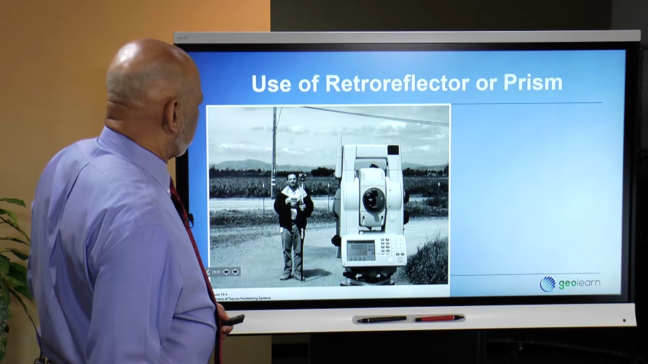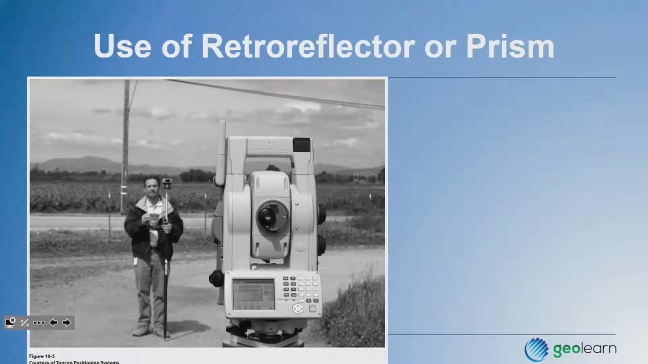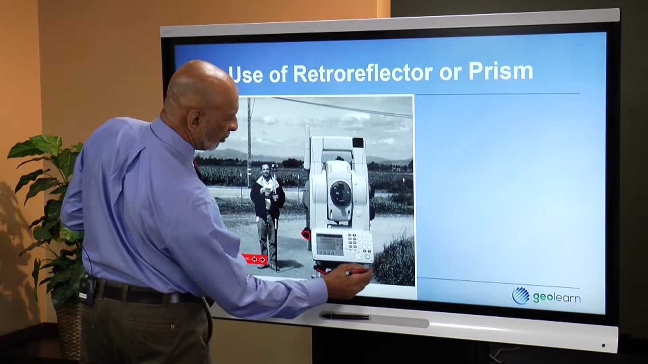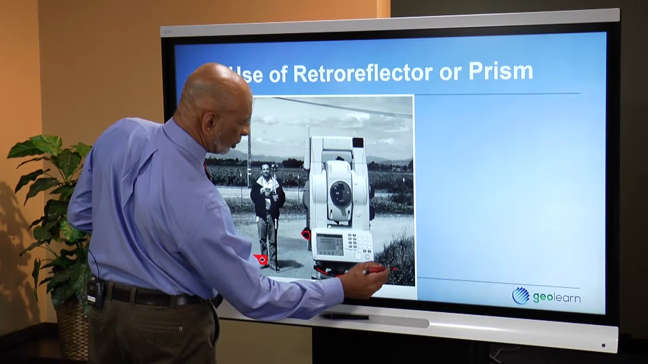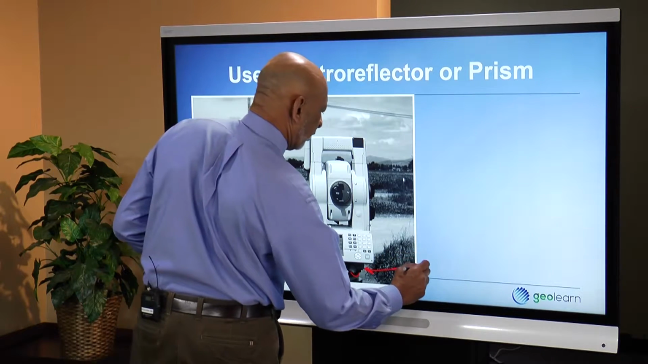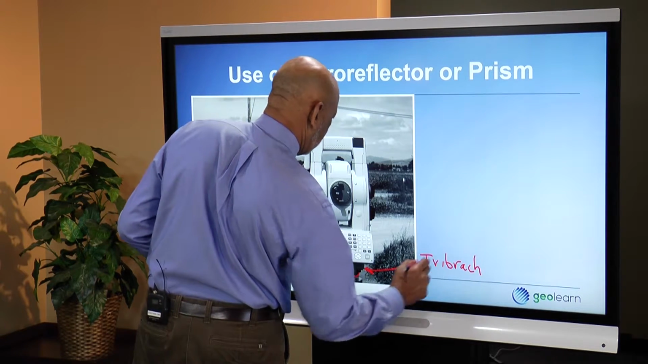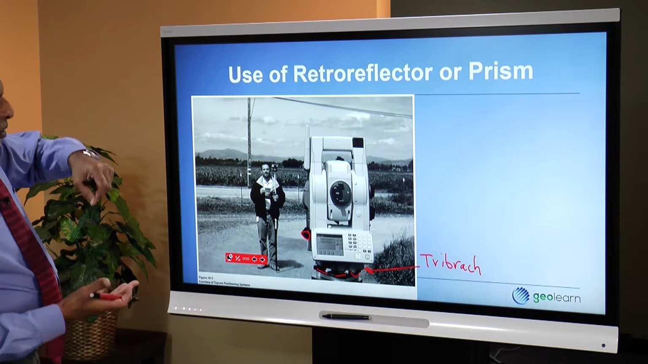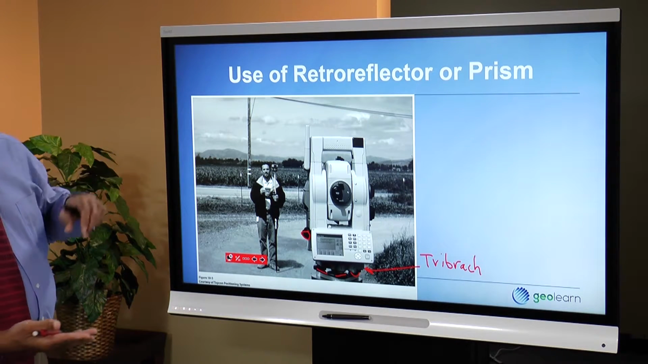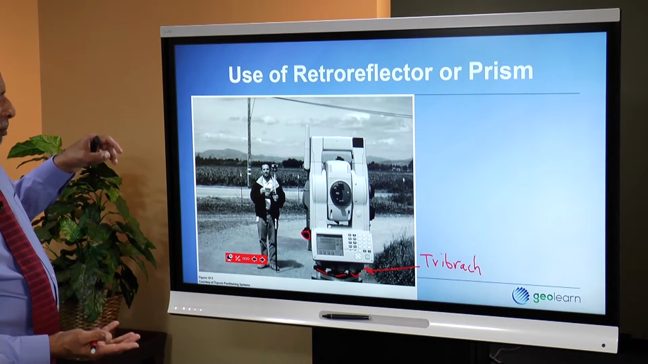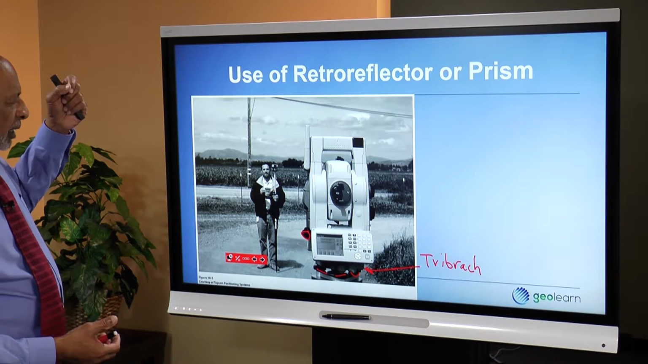So there's a total station. This is a different brand, so it looks a little bit differently. There's the optical plummet on this particular instrument. The leveling base is down here, the leveling screws. Forgot to mention on the previous picture, but it's also visible here, is the concept of a tribrach. And a tribrach is basically a leveling base on which the instrument is placed, but which can be detached. So you can leave the tribrach attached to the tripod, and you can remove the instrument from that leveling base.